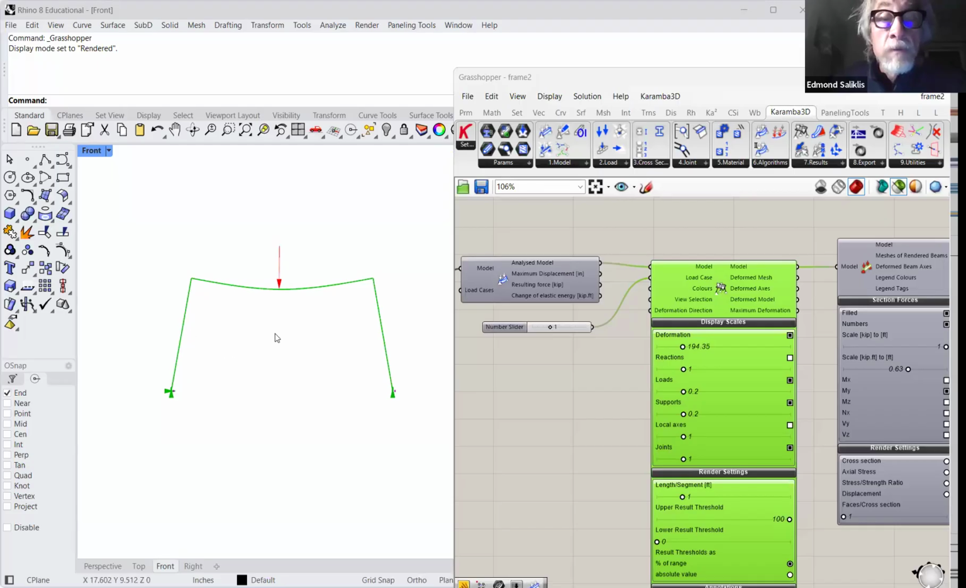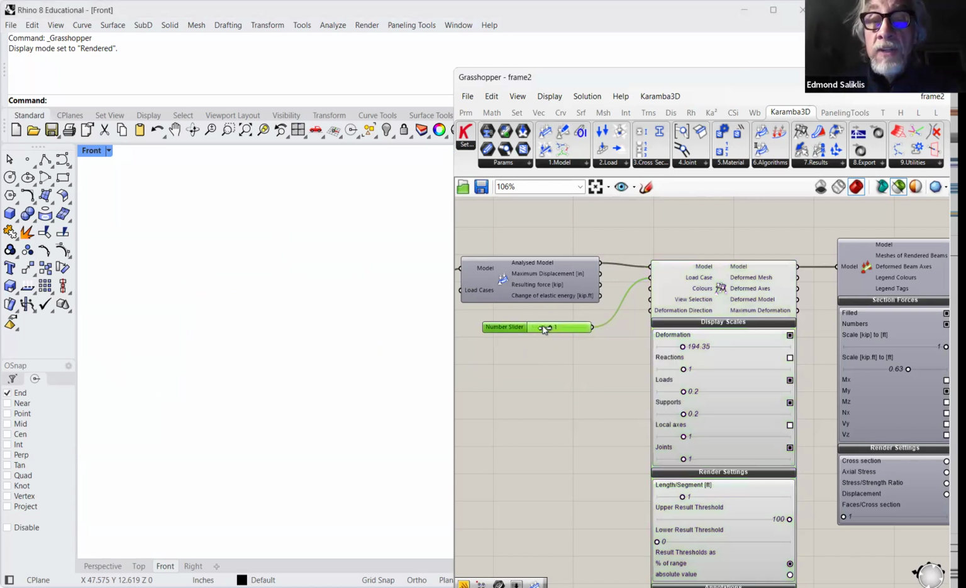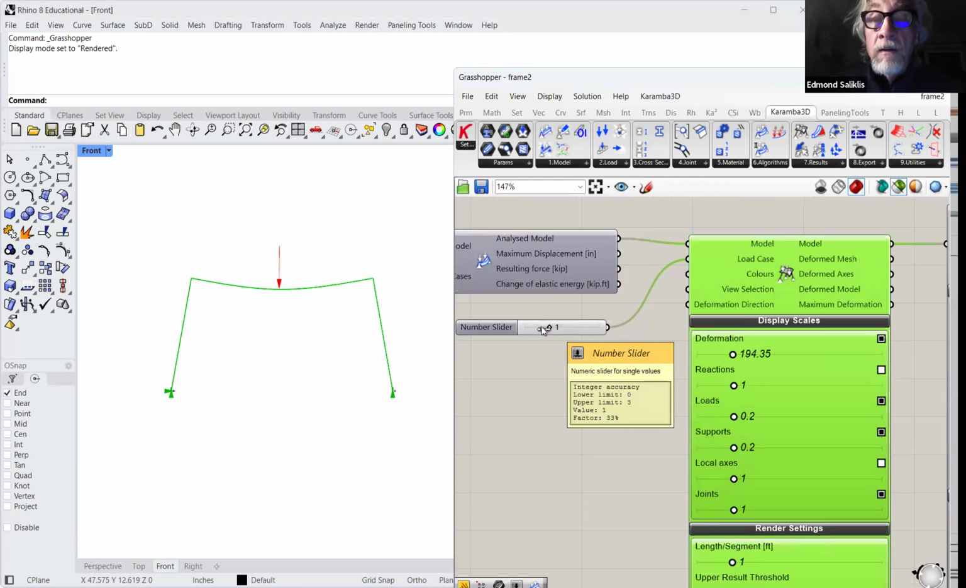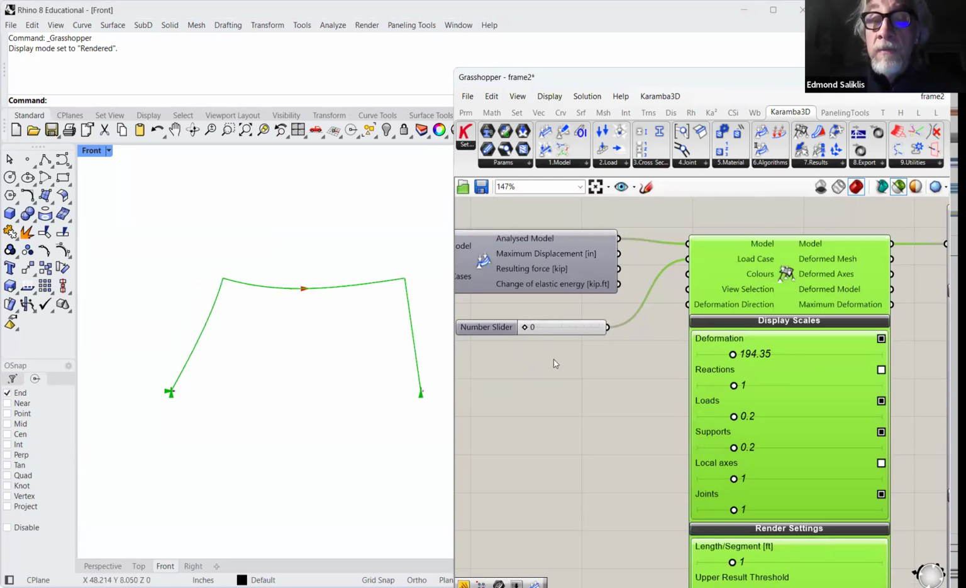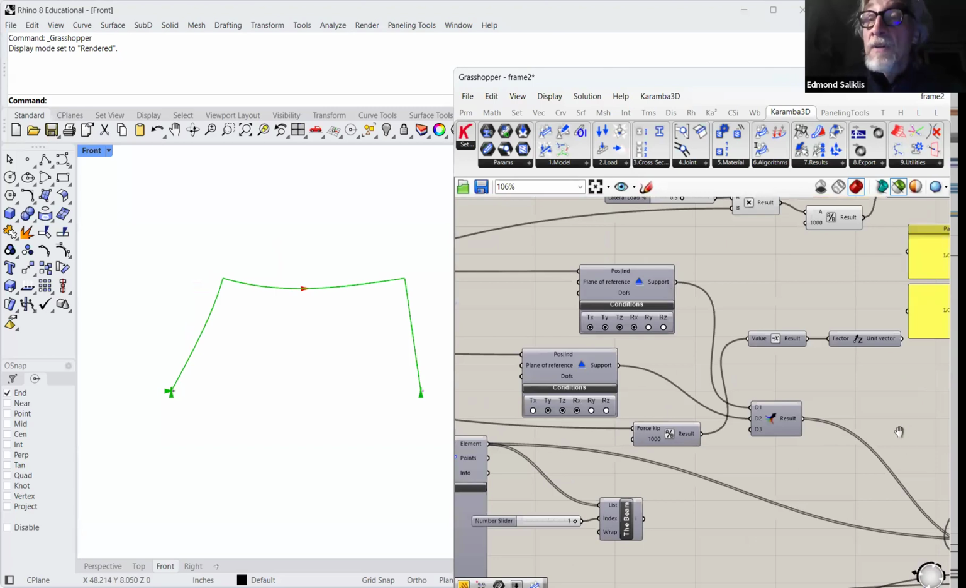We have a continuation of the previous video where we had the simple portal frame with a roller on the right side and a pin on the left side to keep it statically determinate. But the new feature here is that we have a point load somewhere on the beam going down, but we also have a fraction of that load going sideways. And we can control that fraction by a slider here.